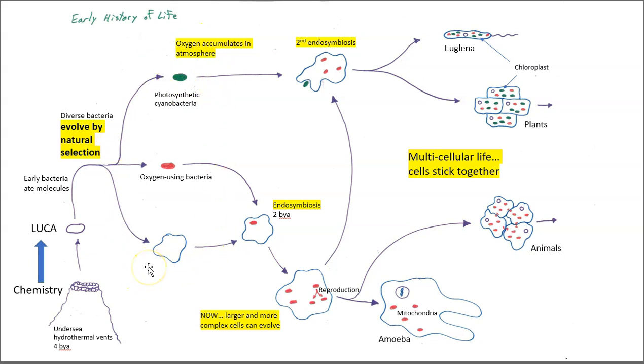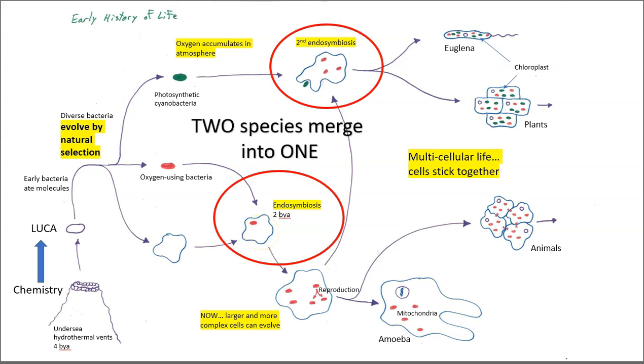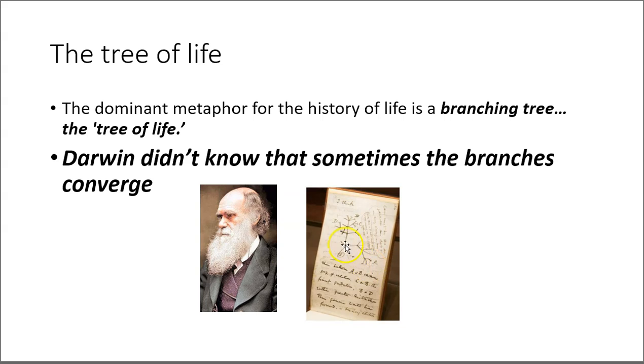But then, around 2 billion years ago, we get this phenomenon where two cells seem to have merged into one, the origin of mitochondria. And so this endosymbiosis event is not consistent with the tree metaphor that Darwin gave us, because after all, here we have two species merging into one. For Darwin, the idea was one species can split into 2 or 4 or 6 or 8. Darwin just didn't know at that time that sometimes the branches converge.